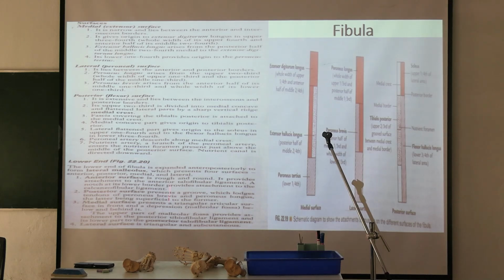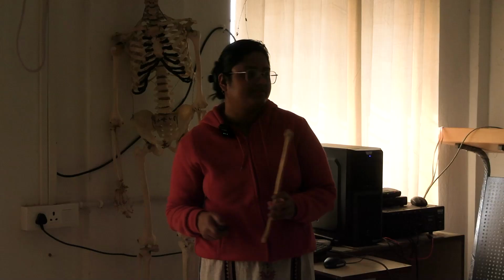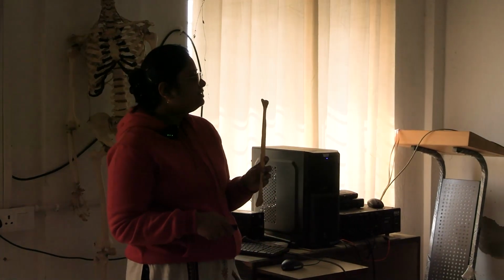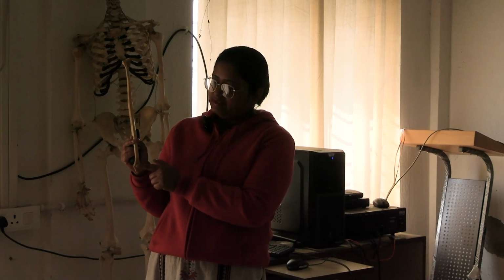Next we go to the lower end of the fibula. The lower end of the fibula is expanded antero-posteriorly to form the lateral malleolus. This projecting part is the lateral malleolus, which presents four surfaces: anterior, posterior, medial and lateral. Here is anterior, this is posterior, here is a groove. Lateral is almost smooth, and medially there is a rough area for articulation with the tibia, a facet for articulation with the talus, and a malleolar fossa.